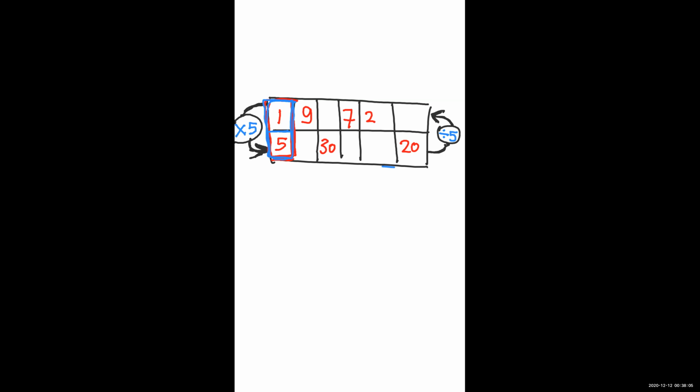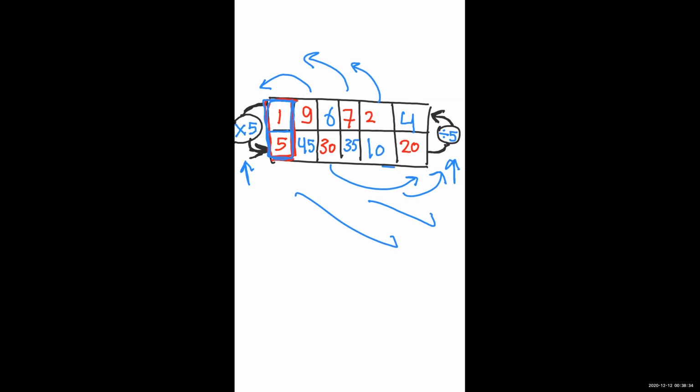I said that the two numbers on the two sides are the same. Now 9 multiplied by 5 is 45. 30 divided by 5 is 6. 7 multiplied by 5 is 35. 2 multiplied by 5, I'm going with the same direction as the arrow, is 10. 20 divided by 5 is 4. That's it. Now, is it clear?